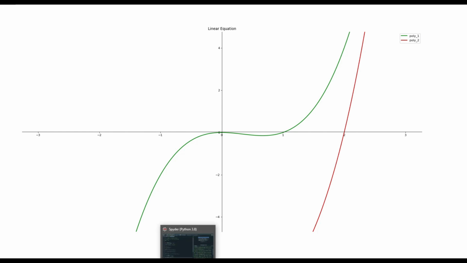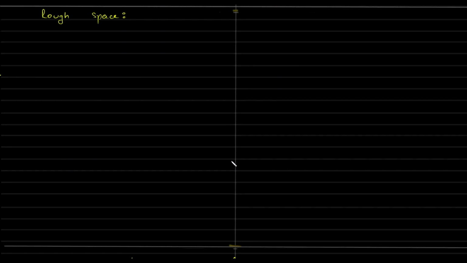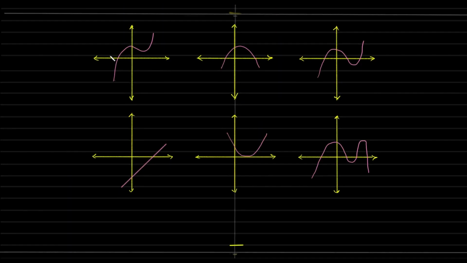When it comes to graphs, it's very simple. Looking at it and coming to a conclusion about the number of zeros. So yes, even that is part of your syllabus. So you get questions like this: look at the graph and tell the number of zeros.